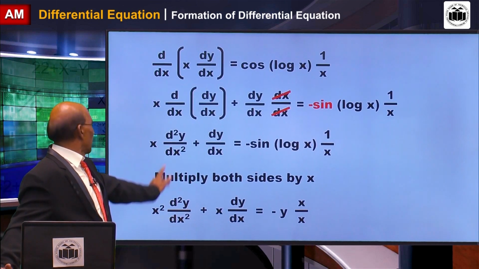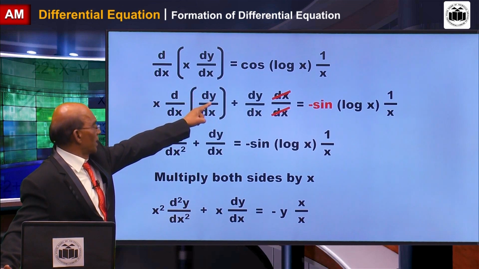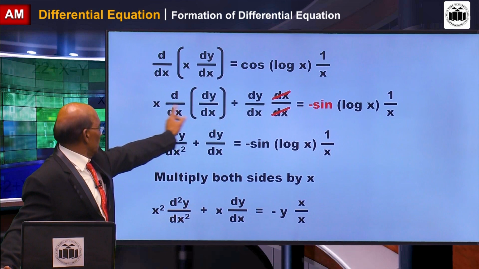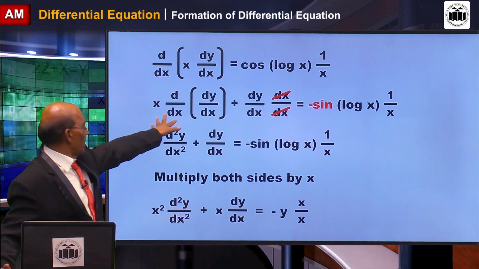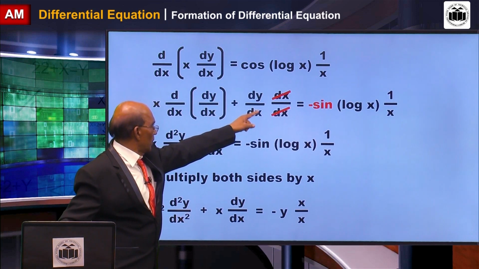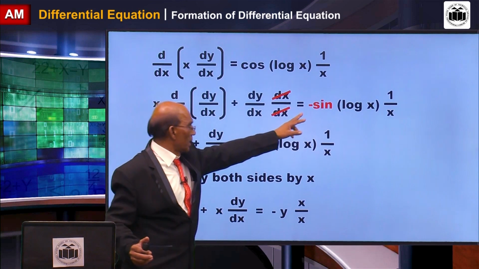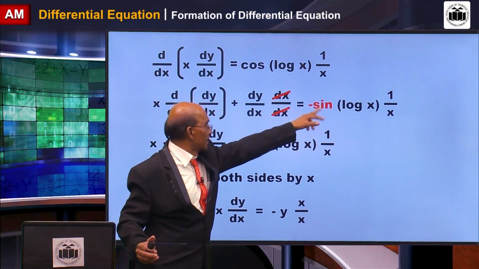So d by dx of x into dy by dx equals cos of log x into 1 by x. So x d by dx of dy by dx plus, second step, again dy by dx into dx upon dx, that equals then minus sign. Again keep in mind that one is a minus sign.